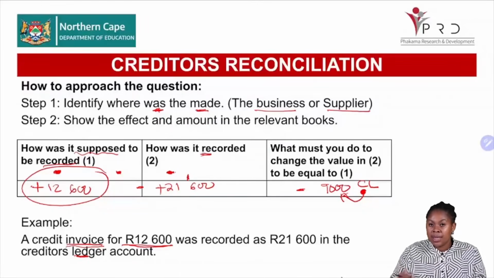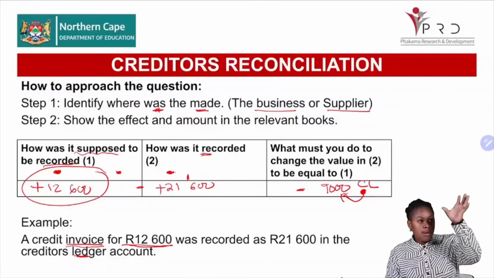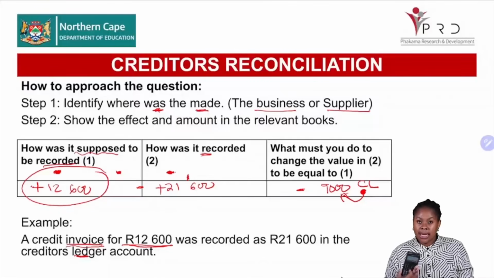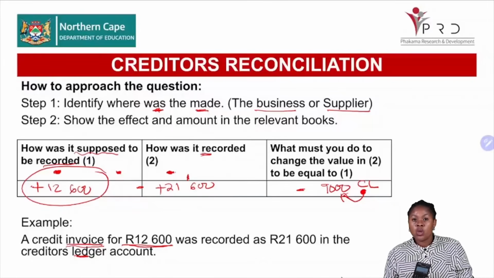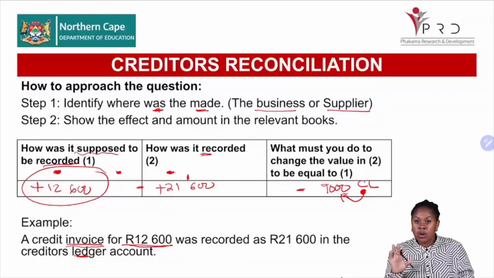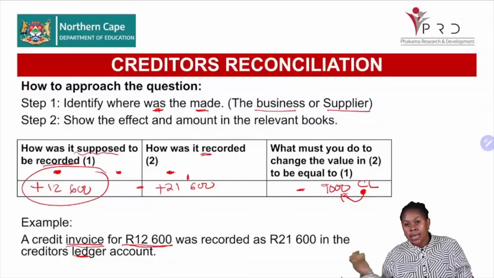So whenever you are doing this type of question, you first write what was supposed to be done, second what they did, and then you take your calculator and figure out what you need to do in order for that amount in column 2 to become the amount in column 1. And then that is what you are going to reflect on the face of your creditors ledger or your statement.